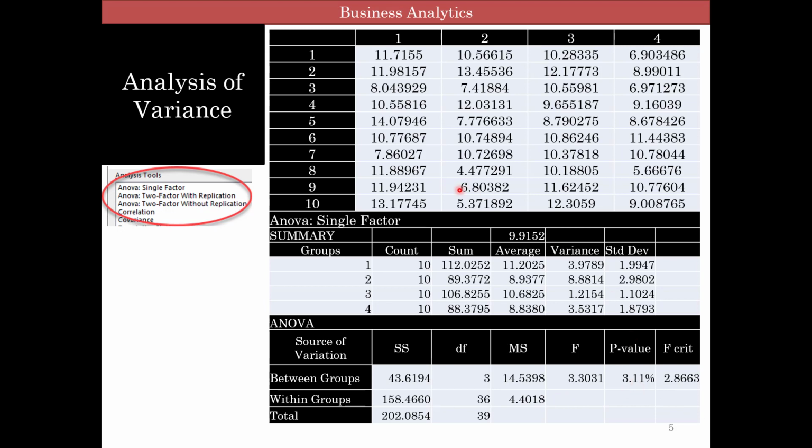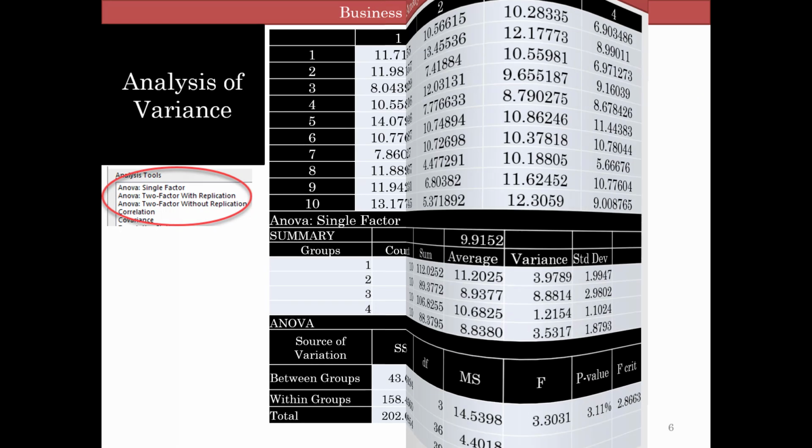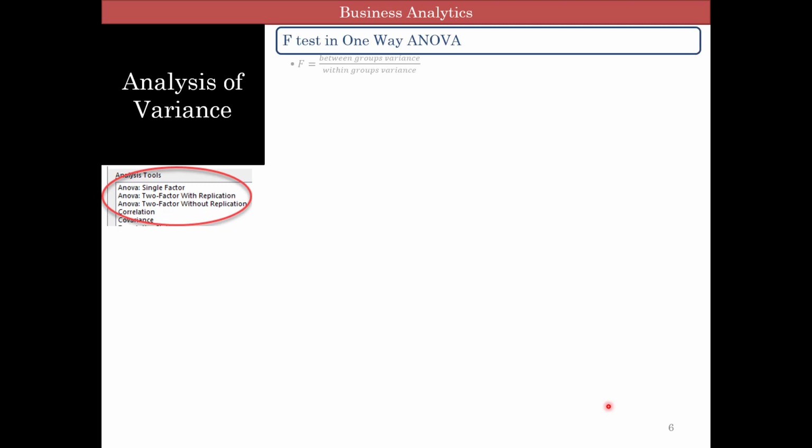The P value you can compare to alpha. Your F value you can compare to F critical, which is the F value for your alpha. And if your F value is greater than your F critical, or your P value is less than your alpha, you reject your null hypothesis. Okay, so let's talk a little bit here.